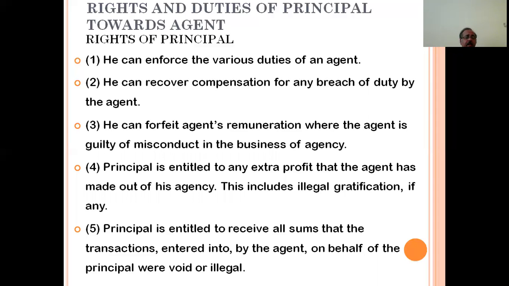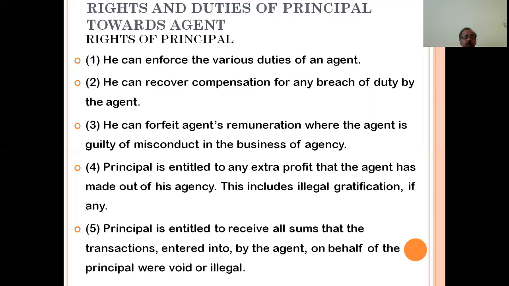The principal can forfeit the agent's remuneration where the agent is guilty of misconduct in the business of agency. So in case of any serious misconduct from the agent's side, the principal has all the right to forfeit or withhold the agent's remuneration.